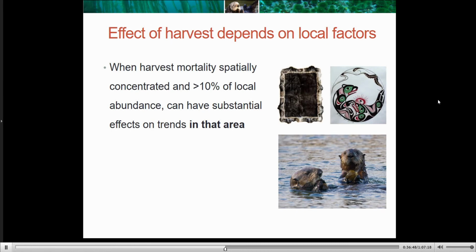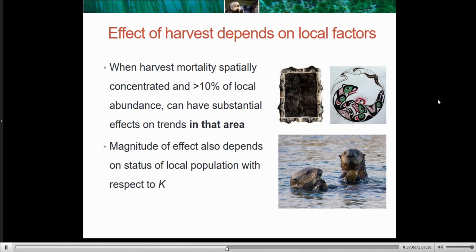So the effect of harvest then depends on several factors. First of all, when harvest mortality was spatially concentrated and consistently high, above 10% of the local abundance, we saw that it did have substantial effects on the trends in that given area, if not regionally. But the magnitude of that effect also depends on the status of the population.